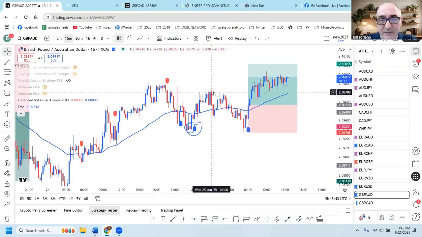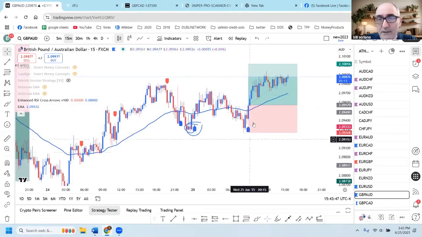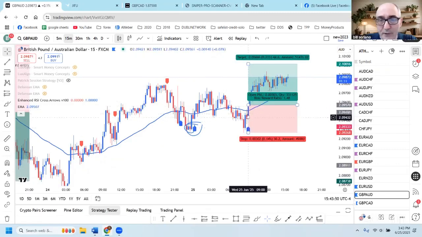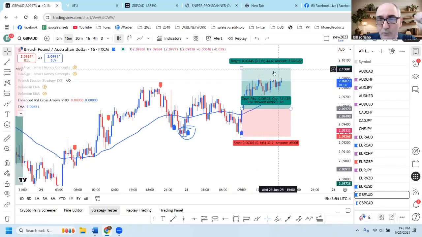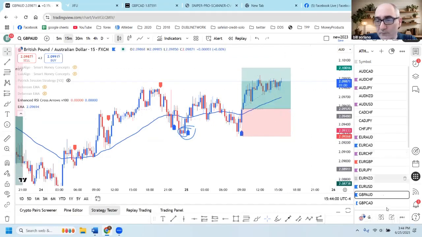And you can see how it just moves up, comes back down, probably would have stopped you out here. But then we get the new idea here that is confirmed with the scanner, and we're currently up, trying to get up to that 1.5 gain where we can move it to break even.